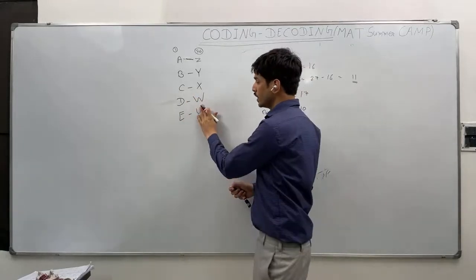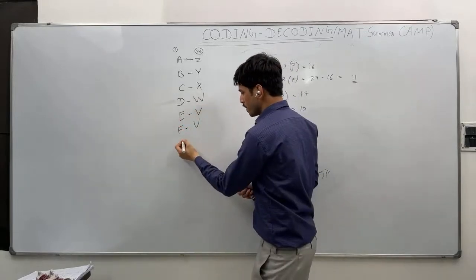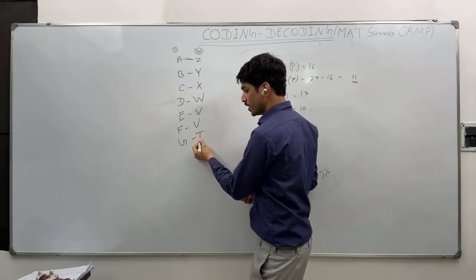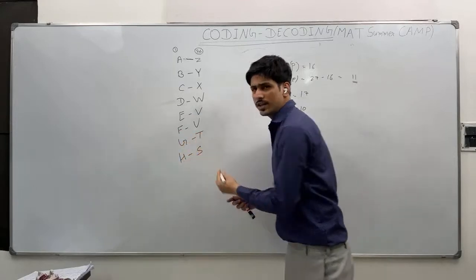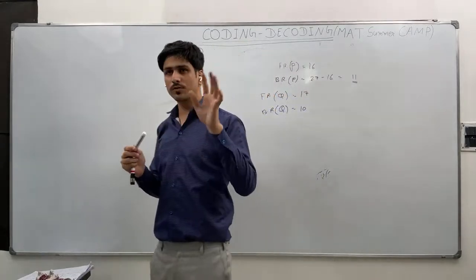U or V? EV, right? Then FU. Then GT. Then HS. Actually, we'll learn some trick also. We'll make a story, then you can easily remember. If I ask you randomly, it should be very difficult.